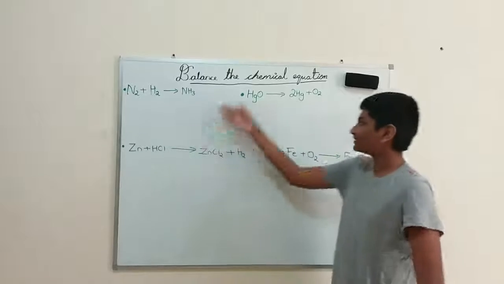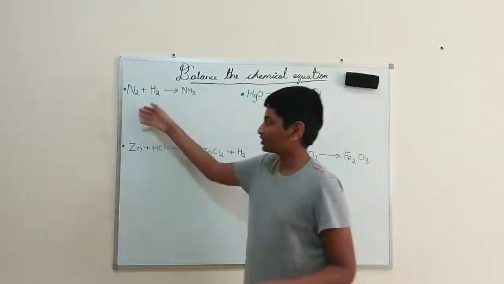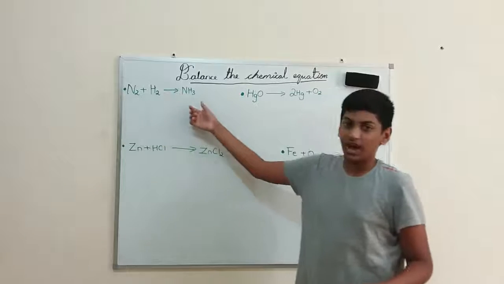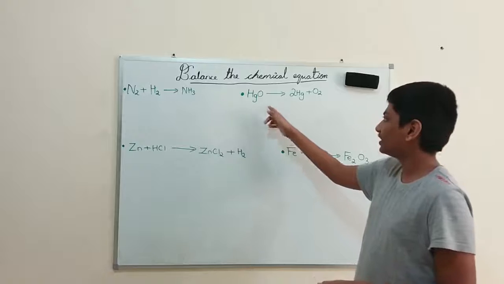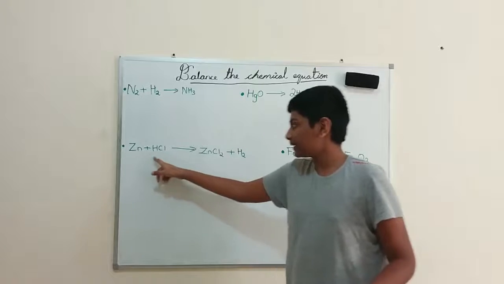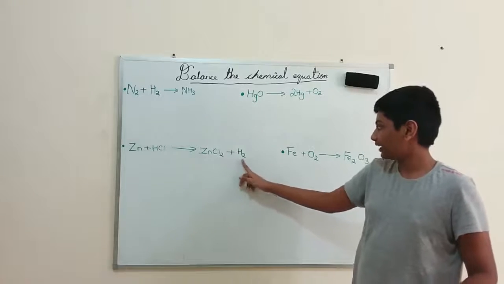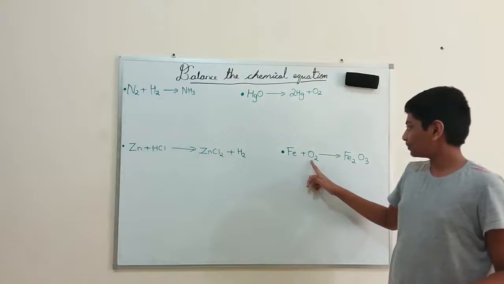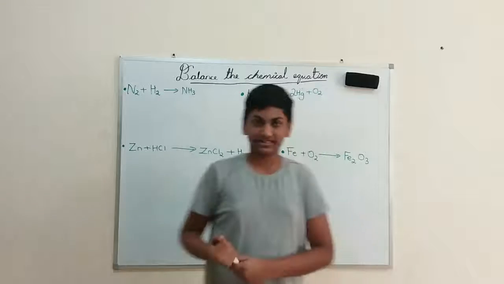So here we have some chemical equations to balance. Let's balance them. First we have nitrogen plus hydrogen gives you ammonia, and HgO, which is nothing but mercury oxide, which gives mercury plus oxygen. Then zinc plus hydrochloric acid gives you zinc chloride plus hydrogen, and FeO plus O2 gives you Fe2O3. So let's balance them, okay?